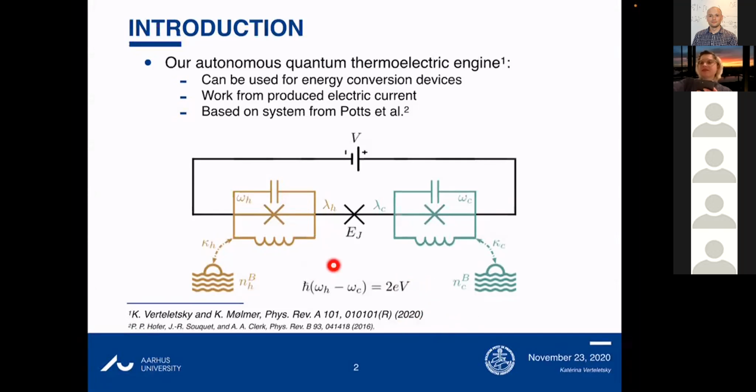Our system consists of two superconducting qubits, a hot side and a cold side, and each is coupled to a heat bath with a coupling constant kappa, and they're connected by a Josephson junction with the respective couplings. We set the system to DC voltage, and we impose the resonance condition, which means that for each quantum of heat transferred from the hot to the cold side, a Cooper pair passes across the junction.